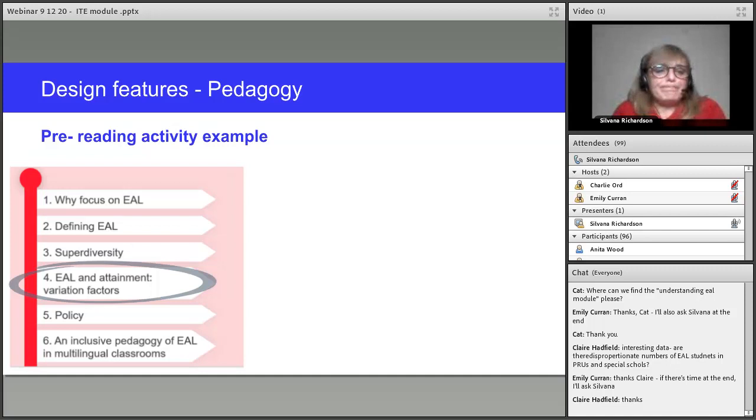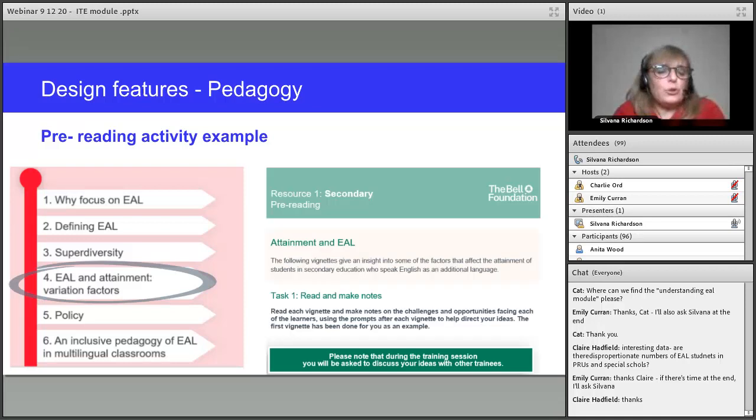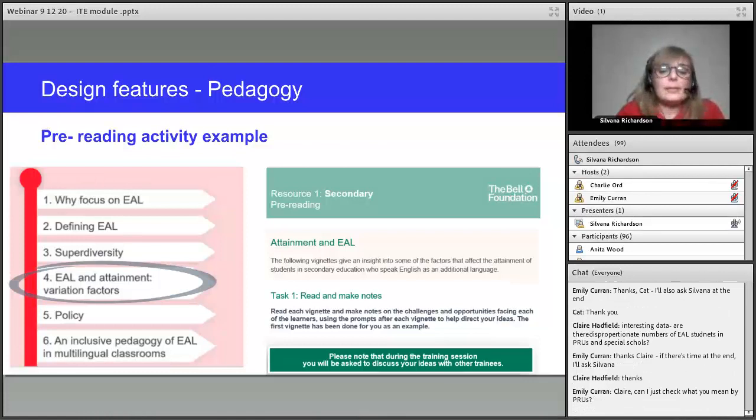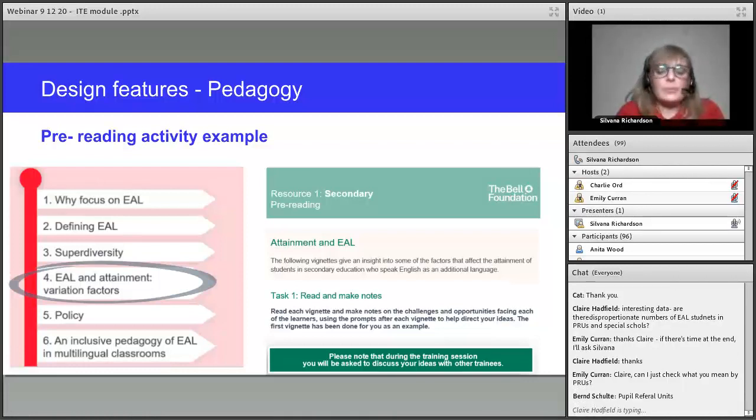So let me show you an example. This is a pre-reading activity for section 4 of the module, which is the relationship between EAL and attainment and variation factors. This is, as I said, a worksheet, a pre-reading activity. It talks about vignettes. The following vignettes give an insight into some of the factors that affect the attainment of students in secondary education who speak English as an additional language. And we ask student teachers to read each vignette and make notes. So it's not just passive reading. Make notes on the challenges and opportunities facing each of the learners in the vignettes, using prompts, which are included after each vignette, to help direct your ideas.